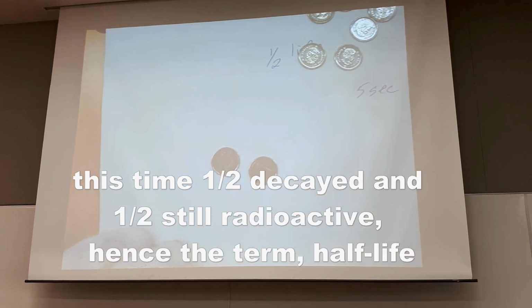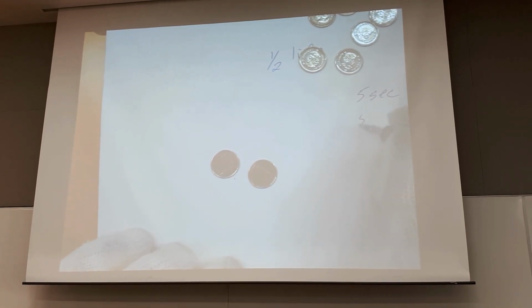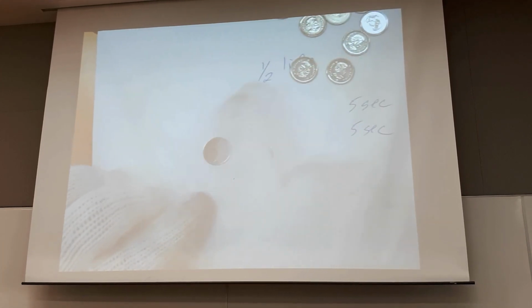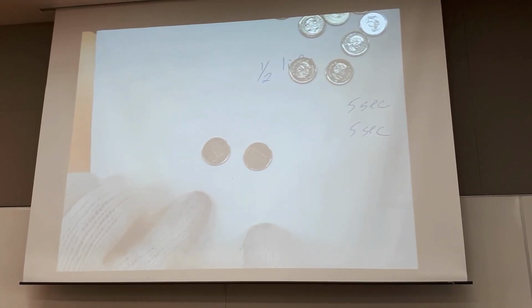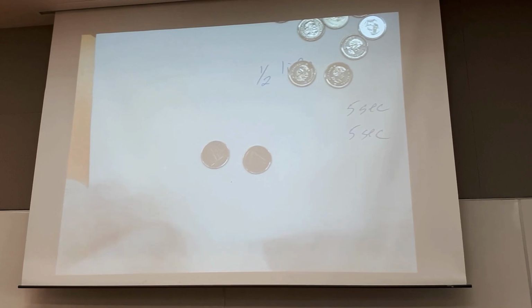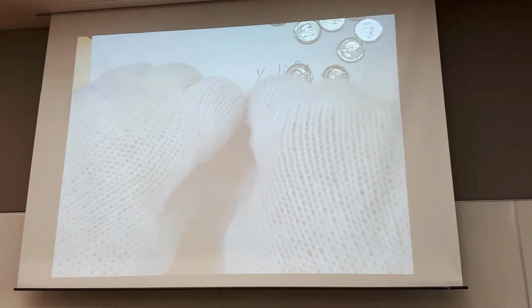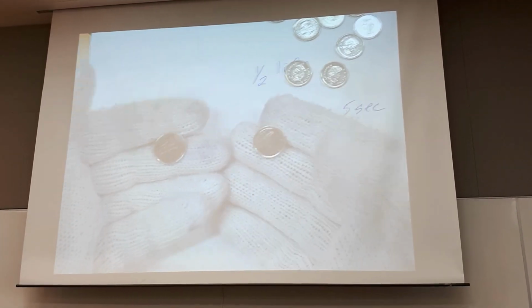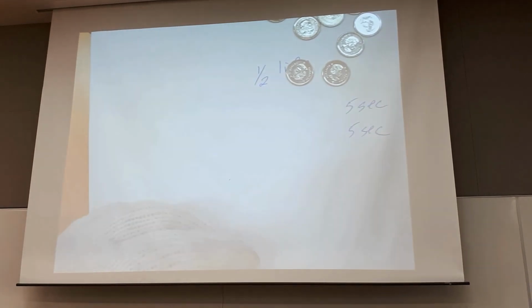So half of the amount has decayed in another 5 seconds, and 2 are still radioactive. No one really knows when an atom is going to decay. As a result, they work on probabilities and determine half-life. So 2 are left over, which are still radioactive. Let me shuffle, 5 seconds.